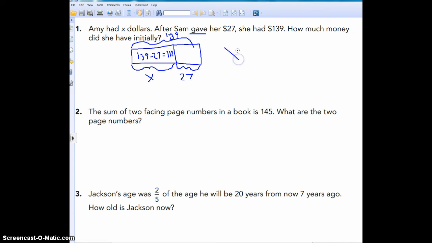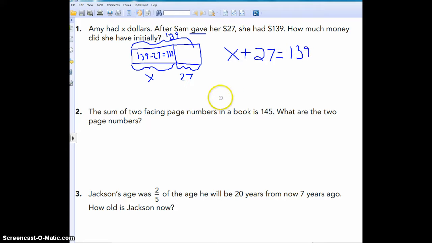Amy starts with X dollars. We're always going to have something unknown. And then again, we use that word gave, telling us that we're going to be adding $27. So you have to be a detective and look for those things. If it said Sam borrowed $27, then that would be minus. Or if Amy gave half of her money, that would be divided by 2. Those kind of things. So after she added $27 to it, she had $139.